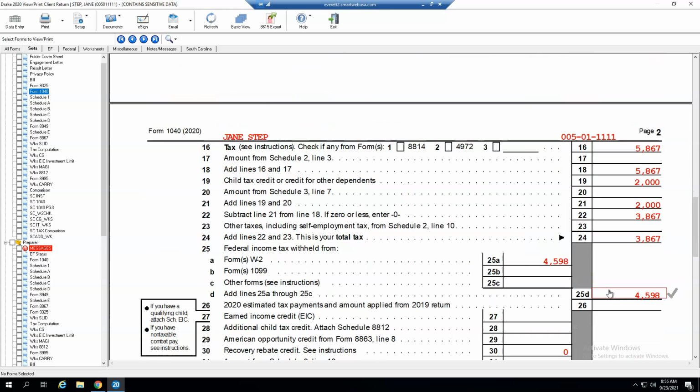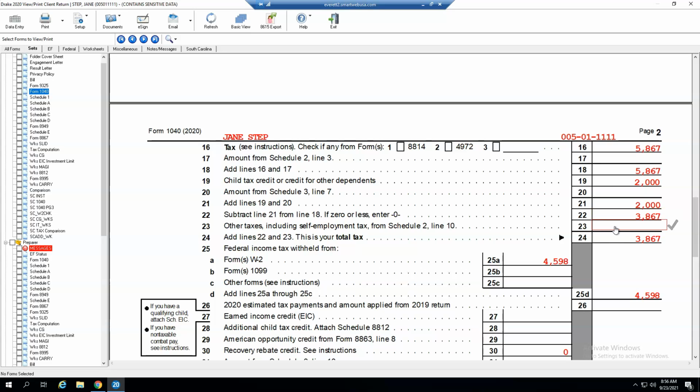Now we get to the tax part. Okay, so the tax due on that amount is $5,867. And then she's got the child tax credit of $2,000. Now, a tax credit is a dollar for dollar reduction of your tax liability, where a deduction reduces your taxable income. So because Jane has a $2,000 credit, then her tax now is $3,867.